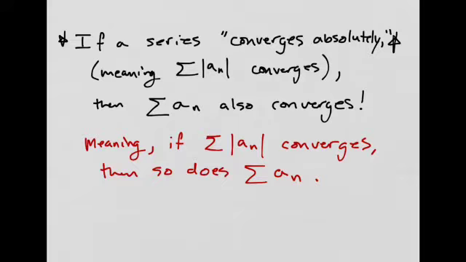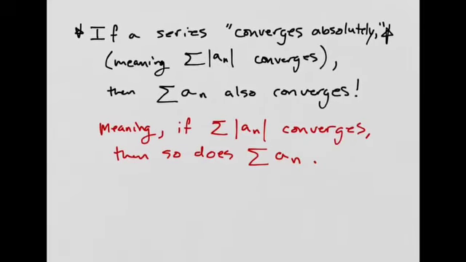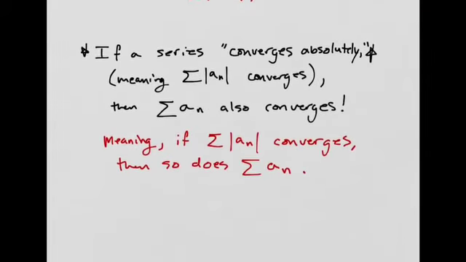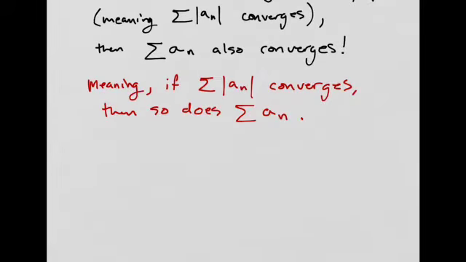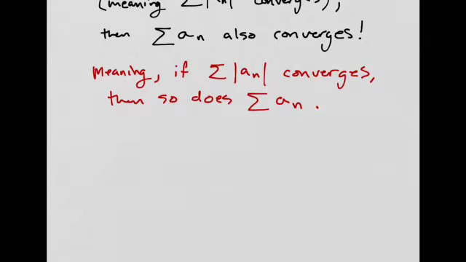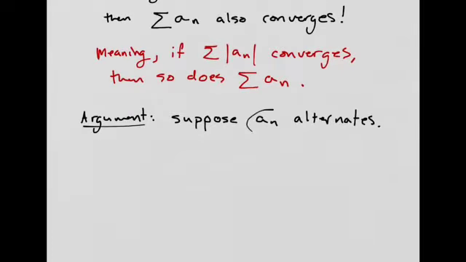Okay, so let's think about this. We are talking about series that alternate between negative and positive. So this is my argument. Suppose a sub n alternates. So then we have like half negative, half positive. It just goes positive, negative, positive, negative, so and so forth. So suppose that alternates. That means every other number is a negative.